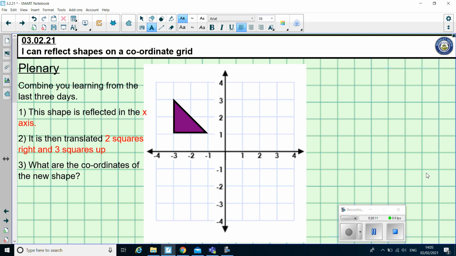Okay, final question for us to have a think about today for our plenary then. And in this, we're combining our learning from the last 3 days. Okay, so I've got a triangle on that grid. First of all, the shape is reflected in the x-axis. Then it is translated 2 squares to the right and 3 squares up. What are the coordinates of the new shape? Okay, if you want to pause the video now then, Year 6, and have a go at this.